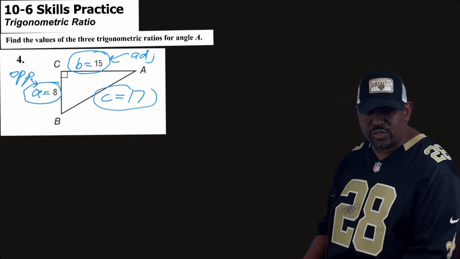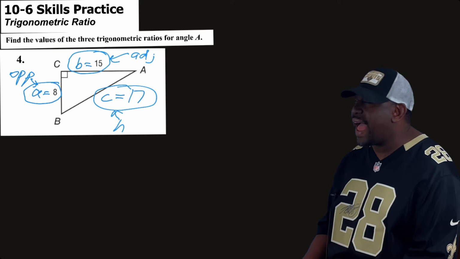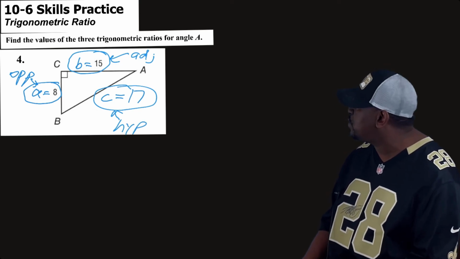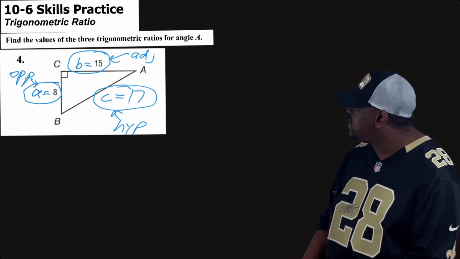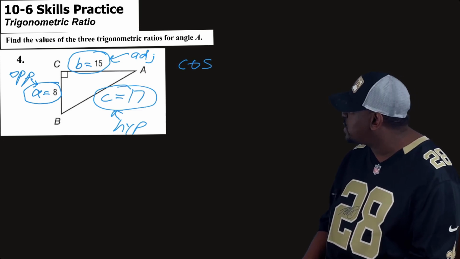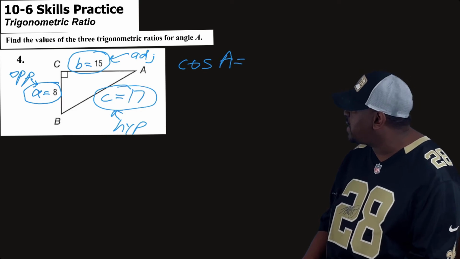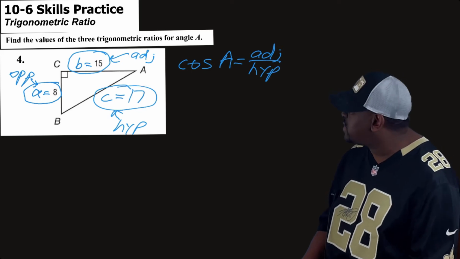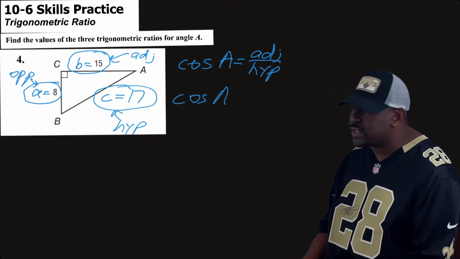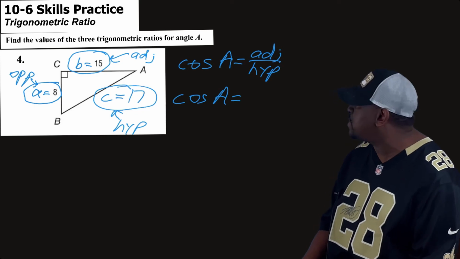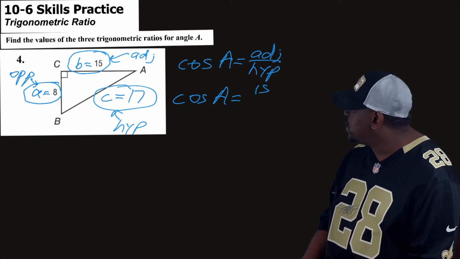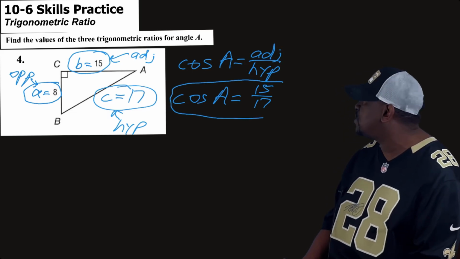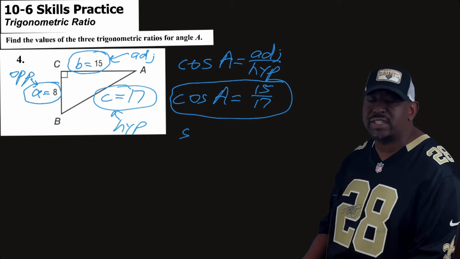So before we do the trigonometric ratios, we have to determine which sides are opposite, adjacent, and hypotenuse, and that's what we do. So we've got angle A. 17 is the hypotenuse, the longest side. 15 is next to A, so the B side is the adjacent side, and the A side is the opposite side, since side A is opposite angle A. So again, cosine is equal to adjacent over hypotenuse. We substitute adjacent and hypotenuse, and the cosine of A is 15 over 17.